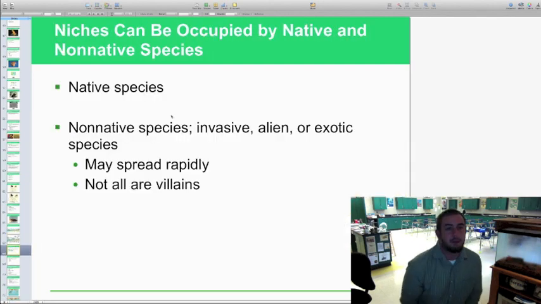So niches can be occupied by native and non-native species, which is kind of the whole purpose of the discussion of non-native species. Most of the time we have native species who thrive in a specific habitat. They've been doing it for thousands of years, and they really played their role well. Well, sometimes the new guy comes in and plays the role even better.